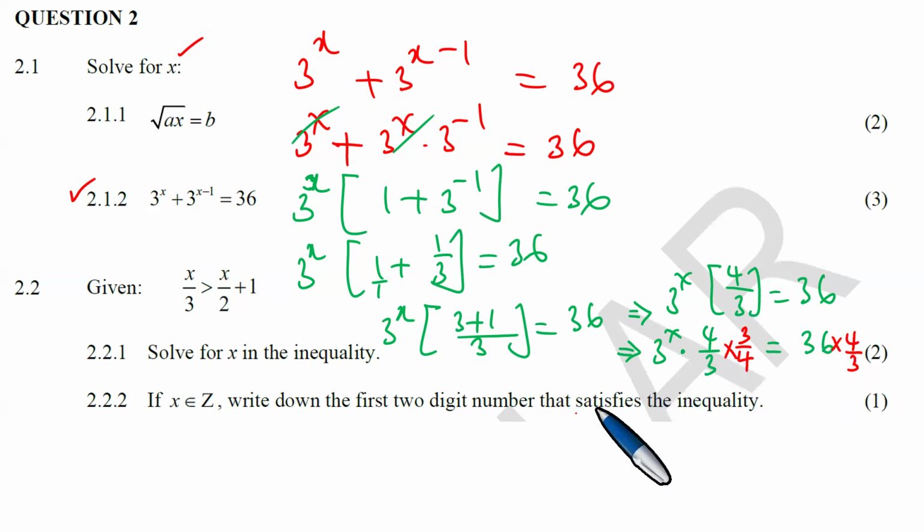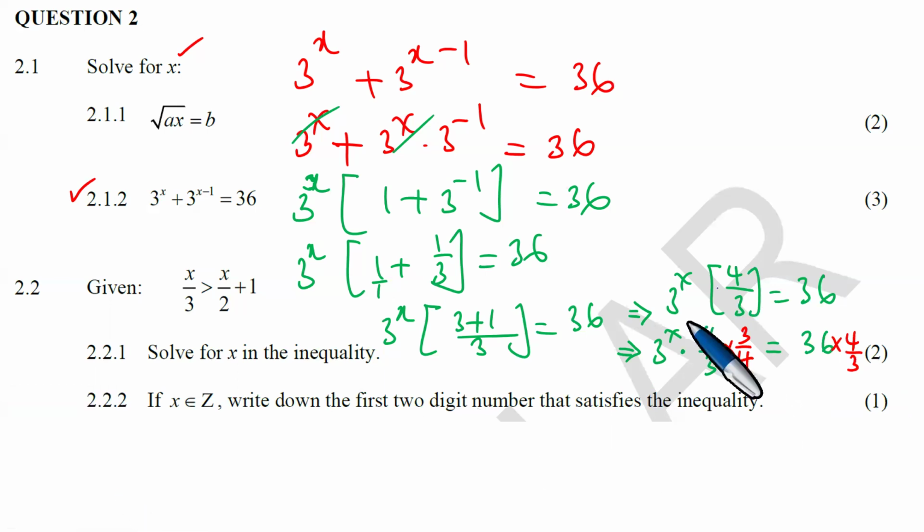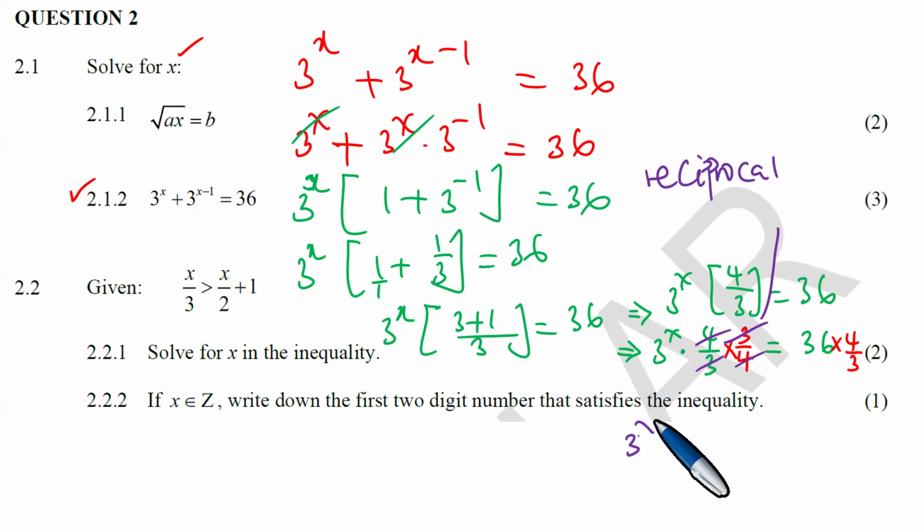Because you multiply by 4/3 and 4/3, what then happens? What do we achieve? 3 cancels 3, 4 cancels 4. Good. So we multiply by the reciprocal. It's called the reciprocal. So now we have 3 to the power x equals, okay, now we come to this guy. 3 equals how many times in 36?